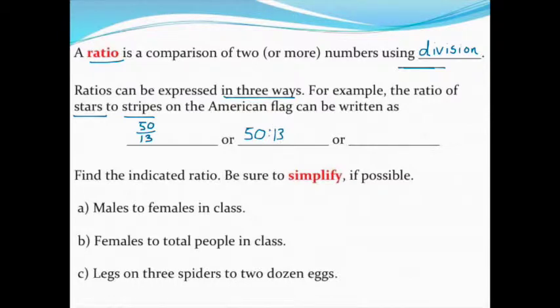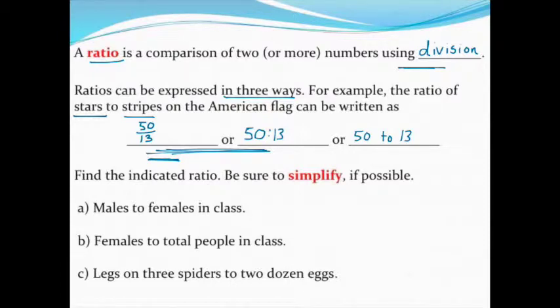And then finally, we could also write this out using words. We could say 50 to 13. Either of those would be acceptable ways to write a ratio. Typically, we're going to stick with these first two, and of those, especially this first one, the fraction is the one that we're going to see most often.